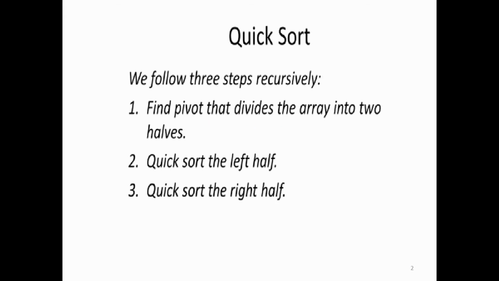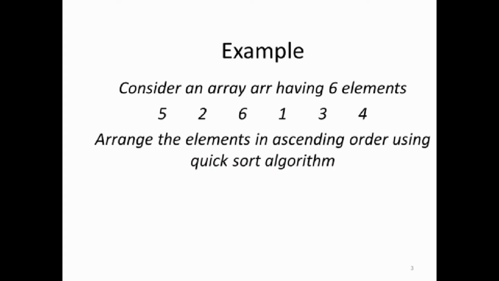Now what do we have to do for quicksort? We can divide the array into two halves using a pivot, and we can sort the left half, and then we can sort the right half. Okay, let us consider an array here, 5 2 6 1 3 4, and we have to arrange these elements in ascending order using the quicksort algorithm.